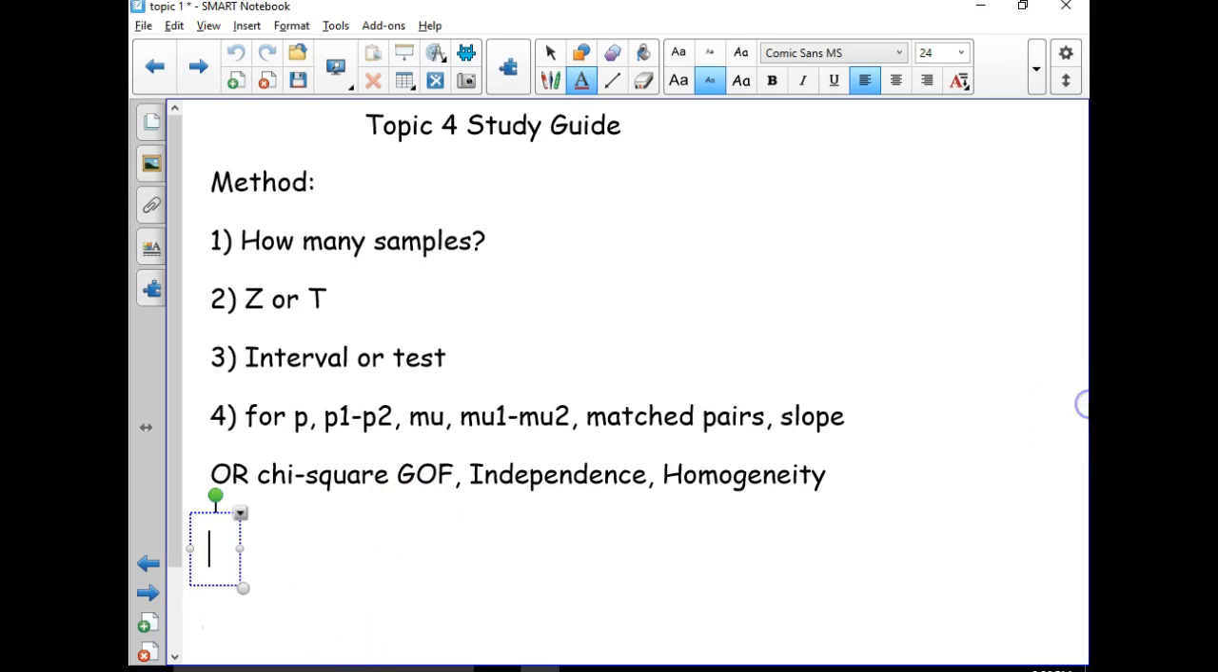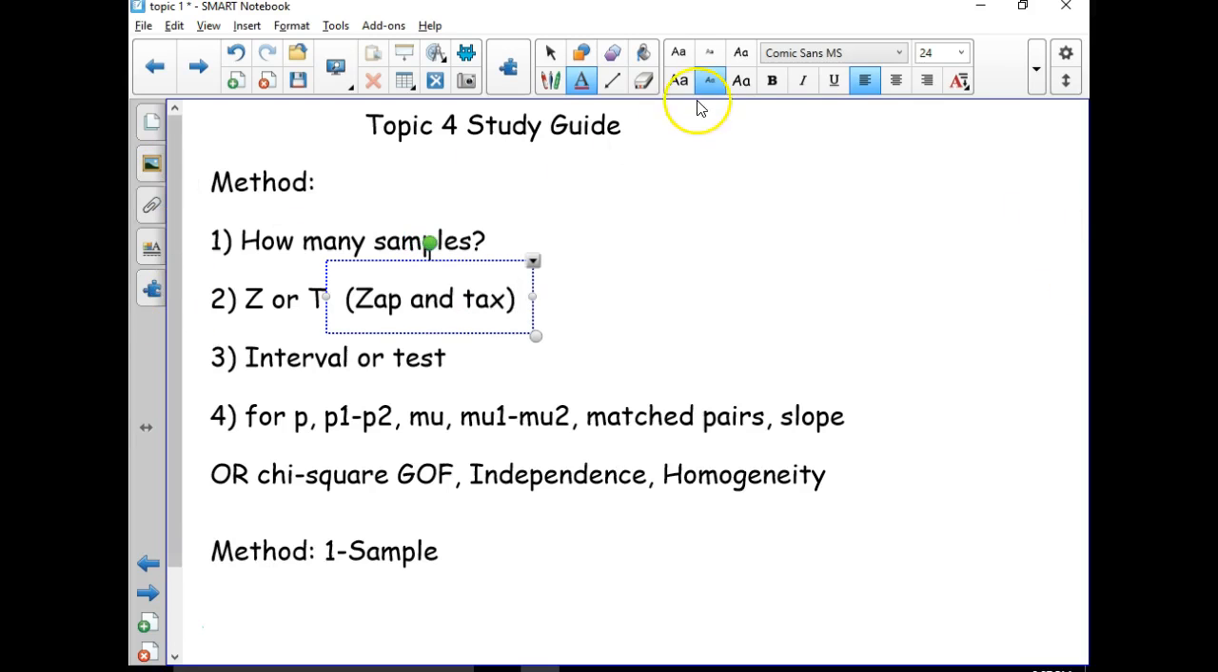For example, if it was 1 sample, in the method you would say 1 sample. Always think of that first: how many samples do I have? Then you have to decide, is it a Z or is it a T? I'm not sure if Hans uses this acronym, but I have taught my kids, and it's in our AP book, ZAP and TAX.